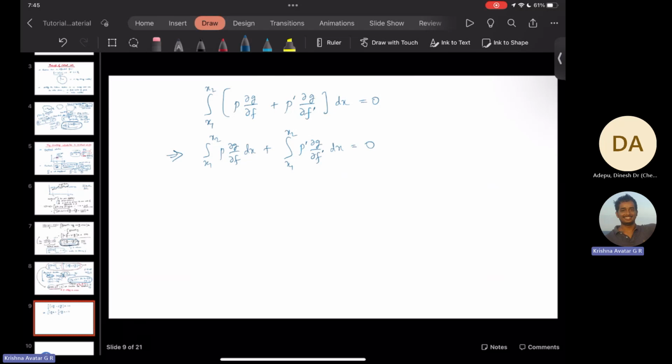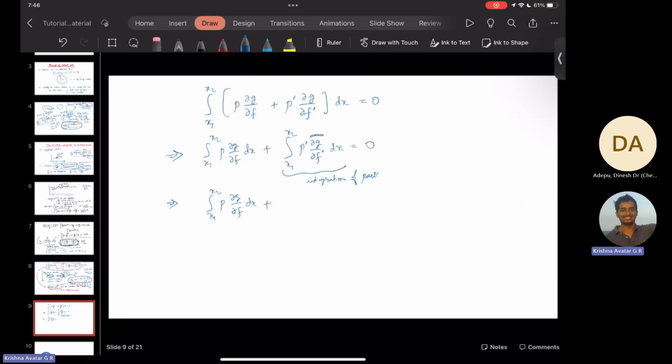Now, our goal right now is to eliminate, in the sense that we want to have terms only in p. We don't want p prime. Okay, so you know what we need to do, right? There is something known as integration by parts, isn't it? Yes. So integration by parts will remove p prime from here and will make it p only. So the integral from x1 to x2 of p partial g by partial f dx plus, in this case, we will take the first function to be this one and the second function to be p prime.